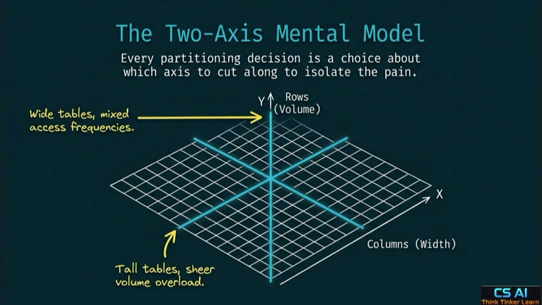Here's your mental model for the interview: the two-axis plane. You've got your y-axis, which is row volume. That's where you deal with tall tables and sheer volume. Then you've got your x-axis, which is column width. That's where you deal with wide tables and mixed access frequencies. Every architectural decision is just choosing which axis to cut along to isolate the pain.